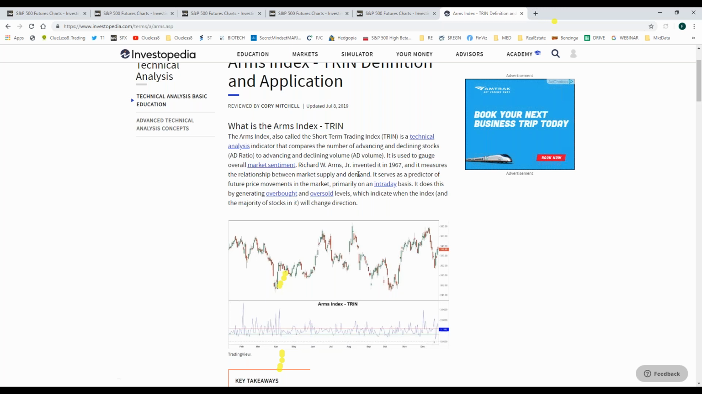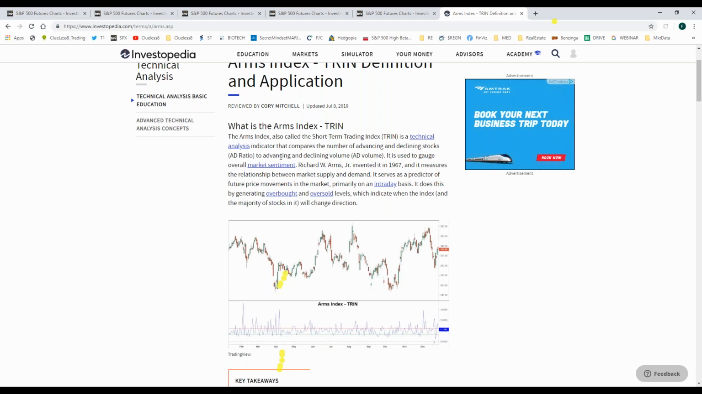It measures the relationship. This is what it does: it compares the number of advancing and declining stocks, the number of stocks up to the number of stocks down, the AD ratio, the advance decline ratio. For example, today there were 834 stocks up and 2,230 that were down. That's why we saw a lot of red, primarily because the banks were down.